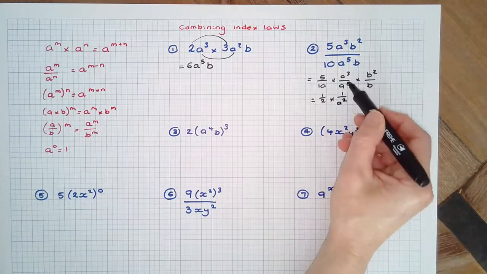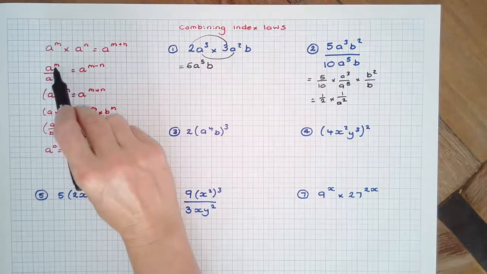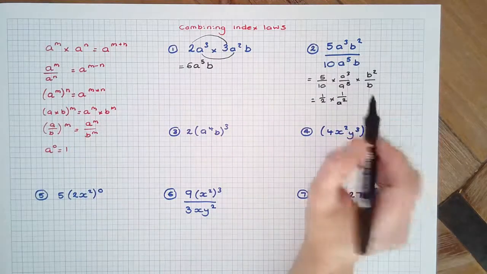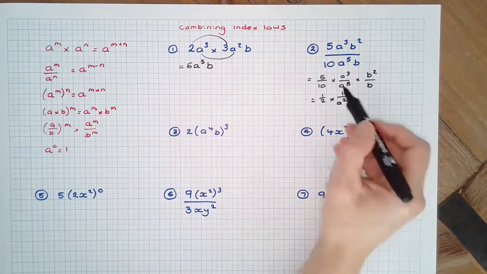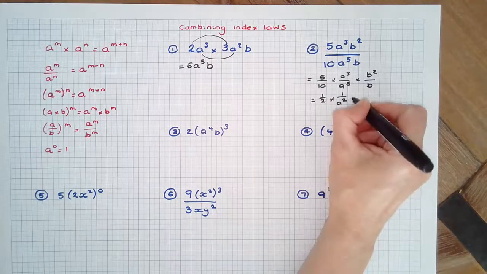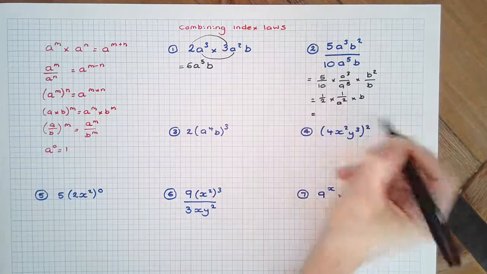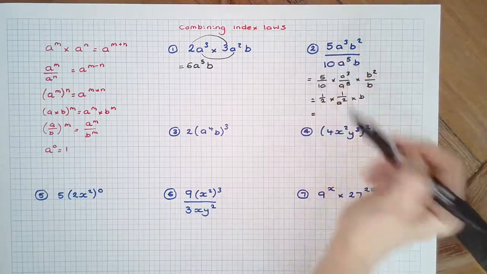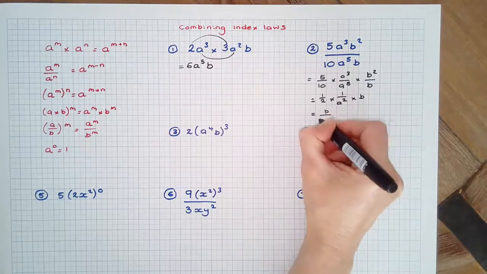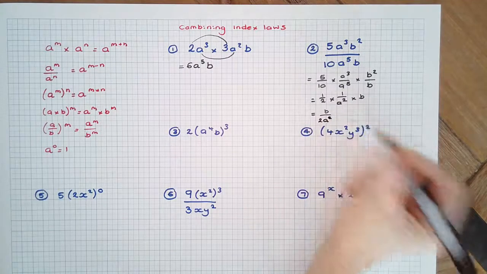If we used the index law, where we're dividing numbers with the same base, we subtract the powers, we'd end up with a negative index. We haven't learned how to deal with those yet, so we'll do it this way. And b squared over b is just b. Putting it finally together as one fraction, because it was given to us as a fraction, we have b over 2 a squared.